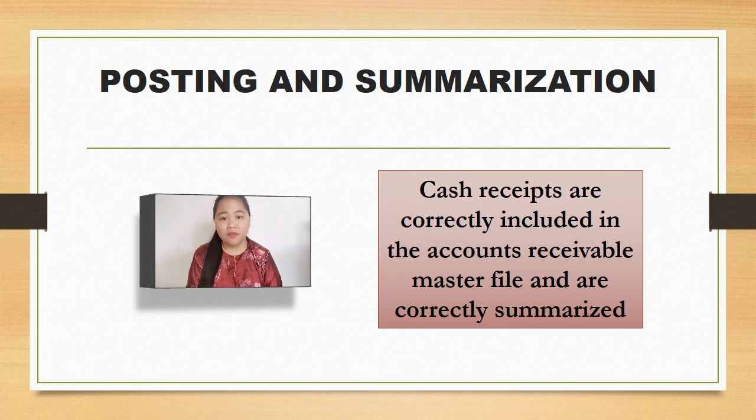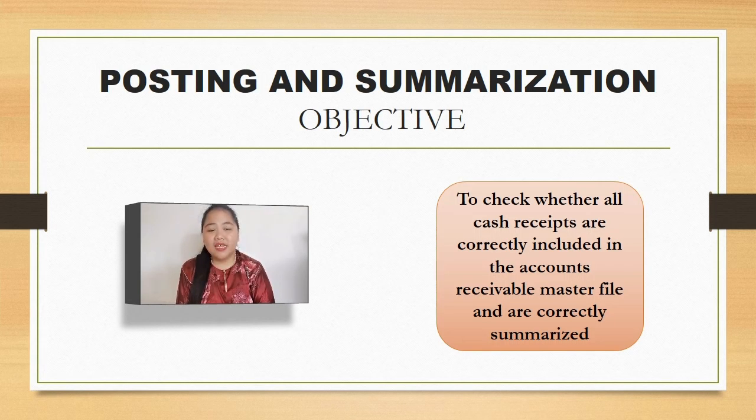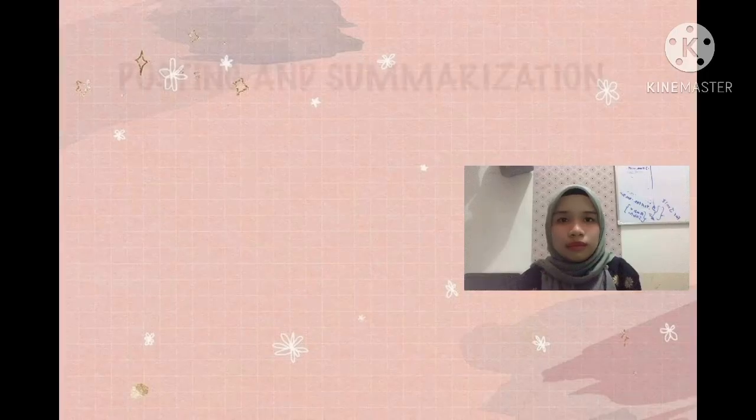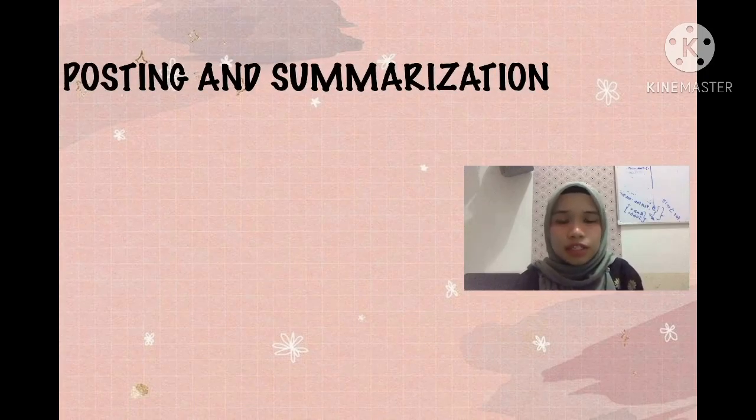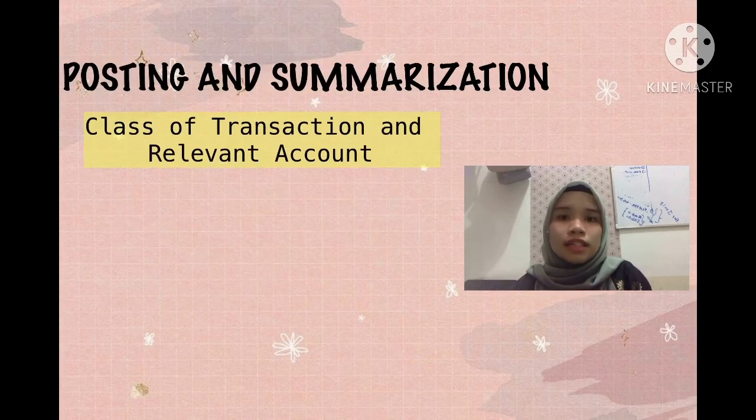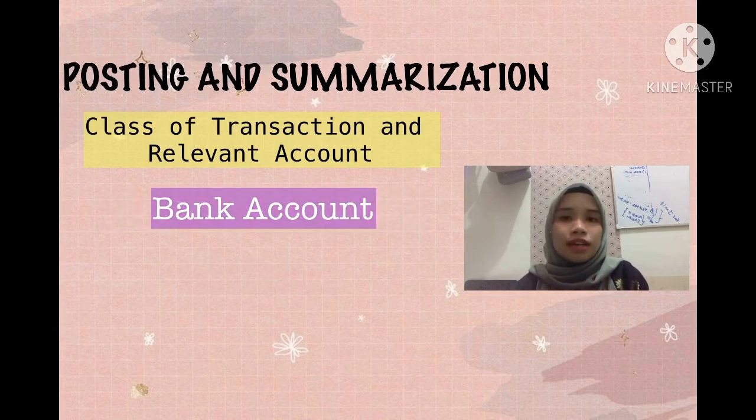The last assertion is the posting and summarization assertion, where the cash receipts are correctly included in the accounts receivable master file and are correctly summarized. The objective is to check whether all cash receipts are correctly included in the accounts receivable master file and are correctly summarized. There are two classes of transaction and relevant accounts: the first is bank account and the second is accounts receivable.